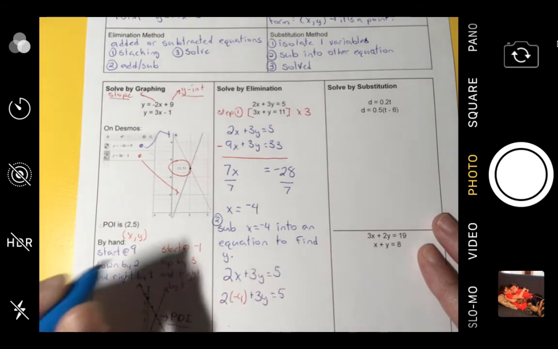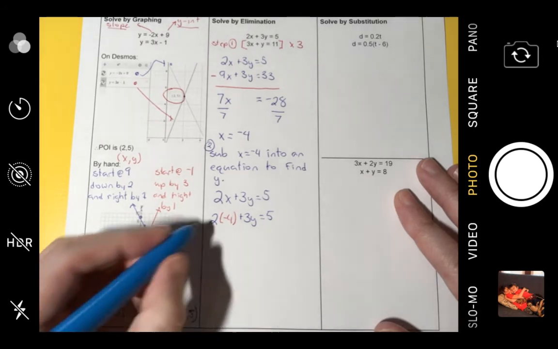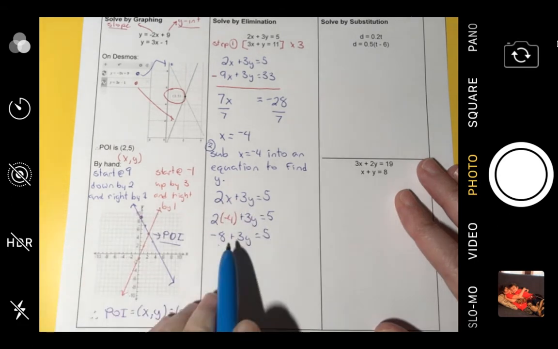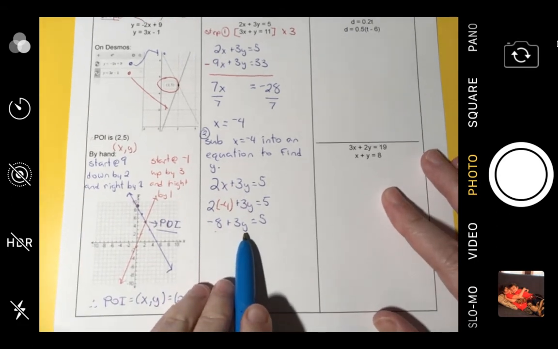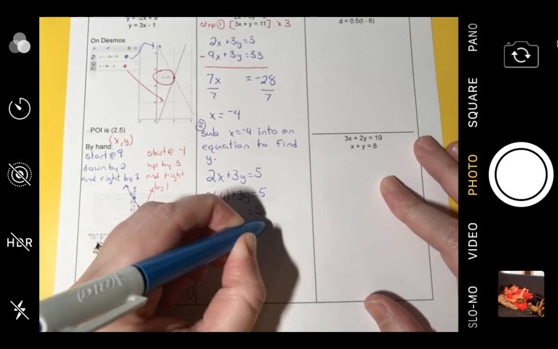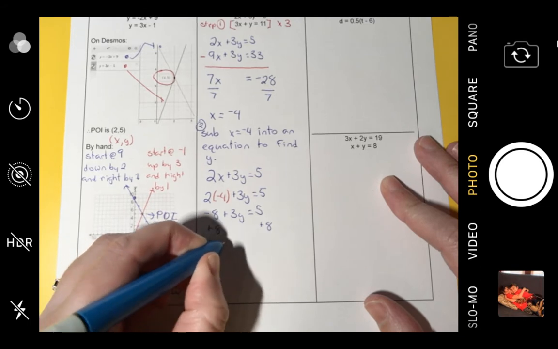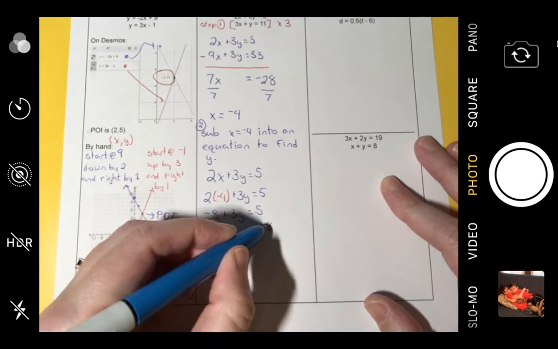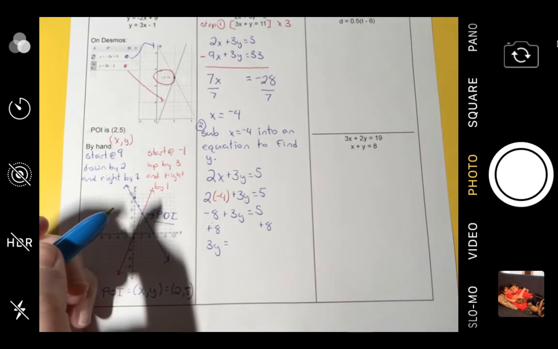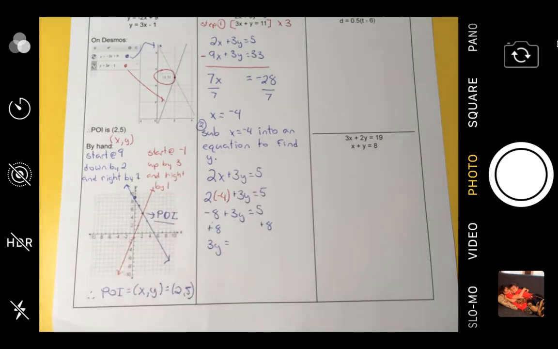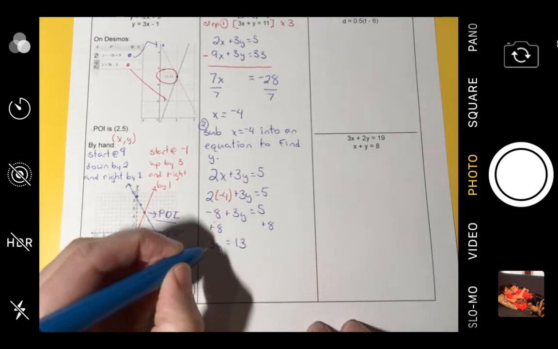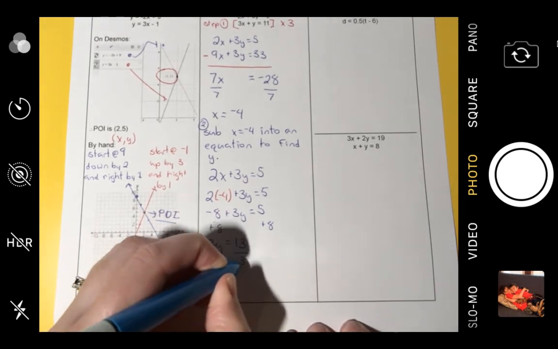To solve for y. So 2 times negative 4 is negative 8 plus 3y equals 5. Now we need to get our y by itself. So this is where we do our algebra, right? So I'm going to add 8 to both sides, leaving us with 3y here, and 5 plus 8. Did I do this right? Okay, well, it's 13. And then to get rid of the 3, we're going to divide by 3.